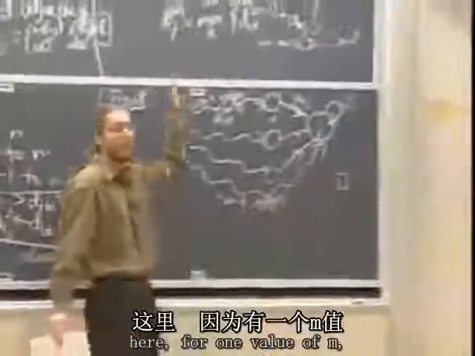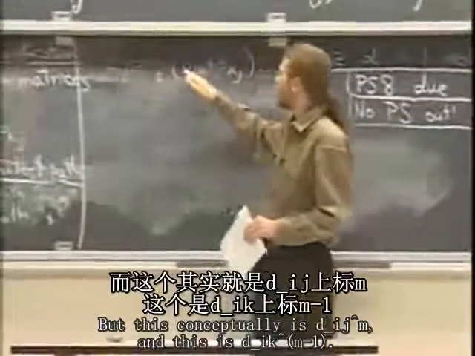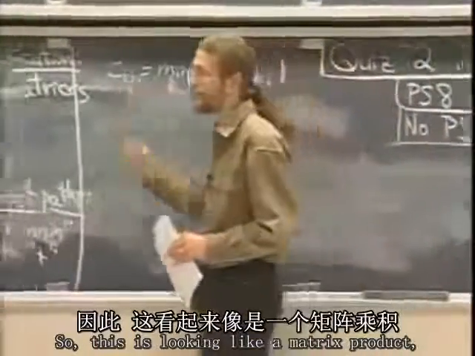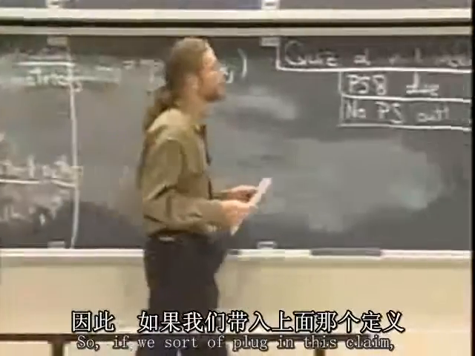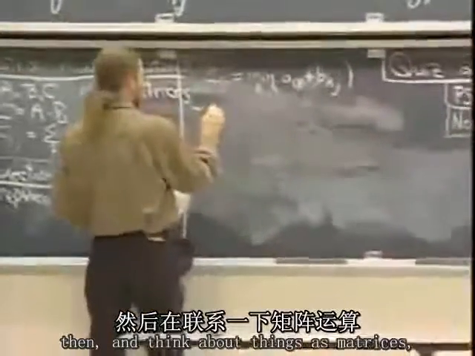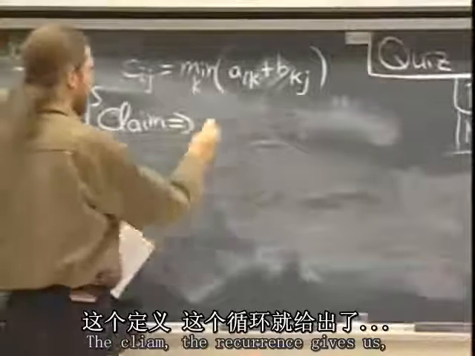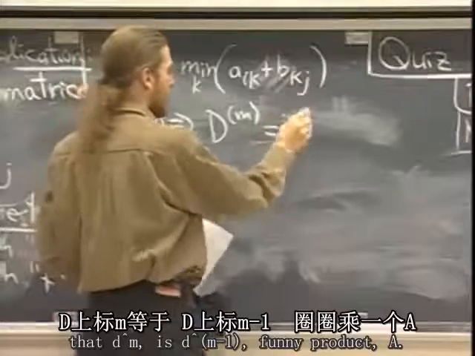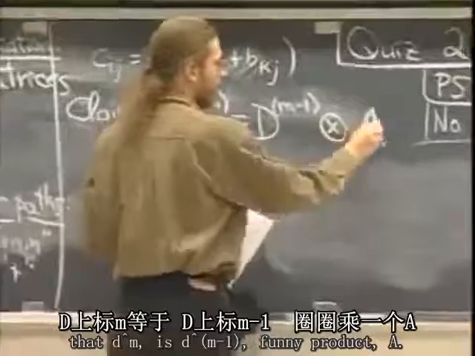For one value of m, you have to do this m times. But this conceptually is dij m, and this is dik m minus 1. So this is looking like a matrix product, which is kind of cool. So if we just plug in this claim, and think about things as matrices, the recurrence gives us that, and I'll write this now in matrix form, that d to the m is d to the m minus 1 funny product A.